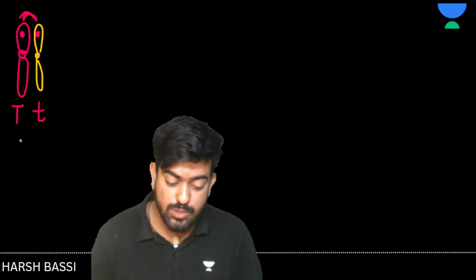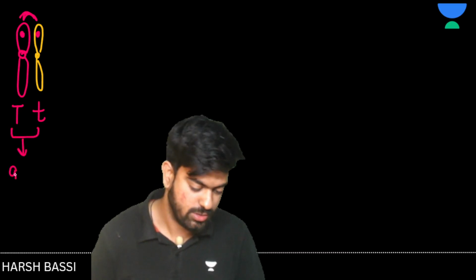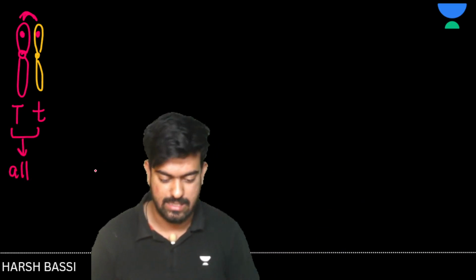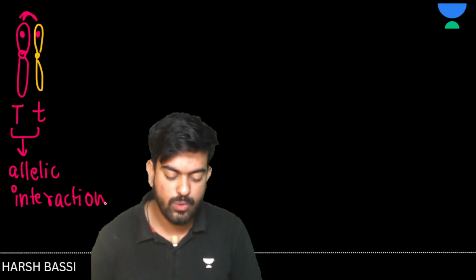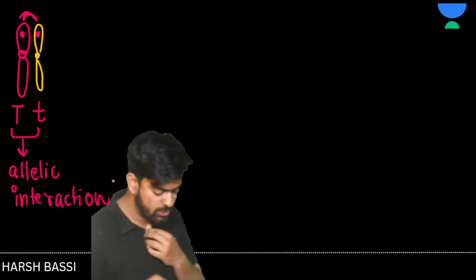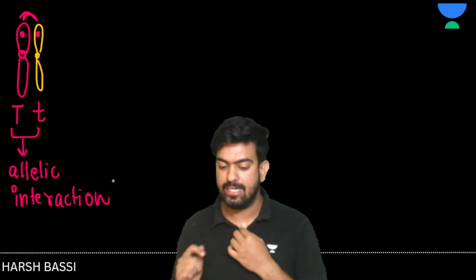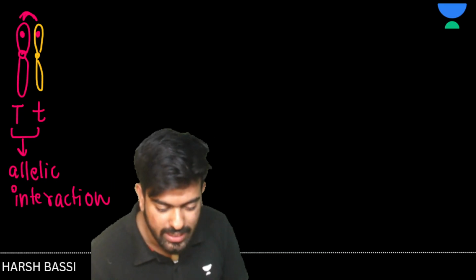Did I say something wrong? So this was the allelic interaction, which we have done in previous classes. Now today we are going to do the non-allelic interaction. Now sir, what is non-allelic interaction?